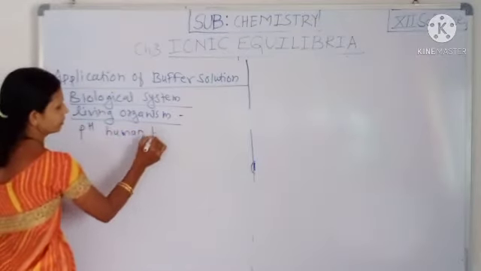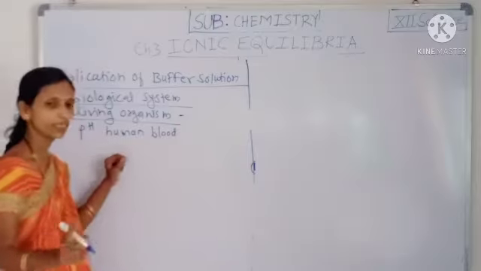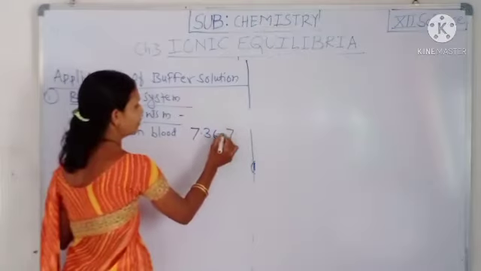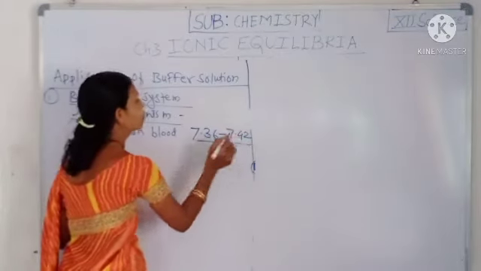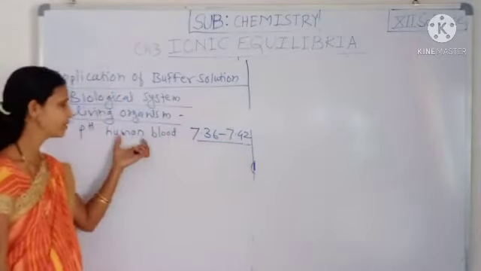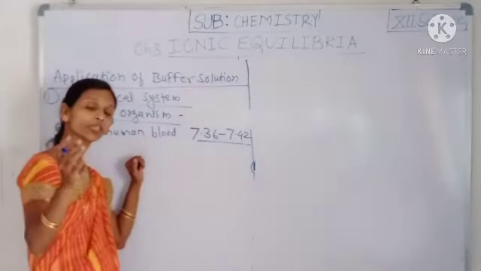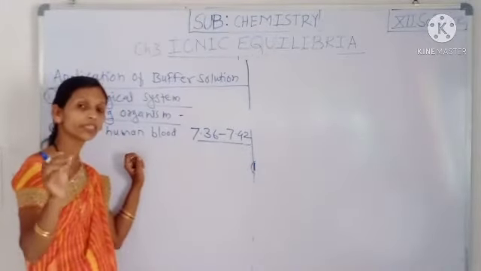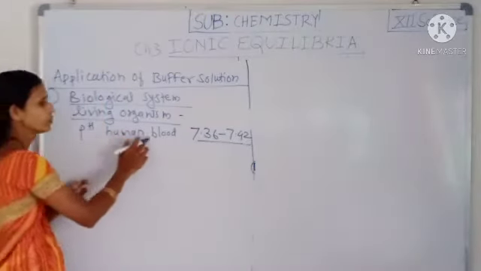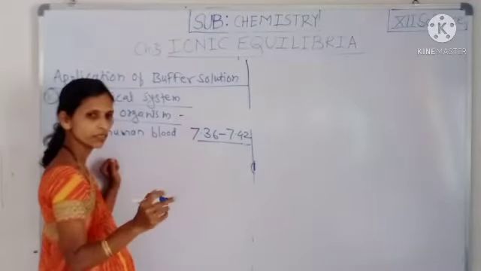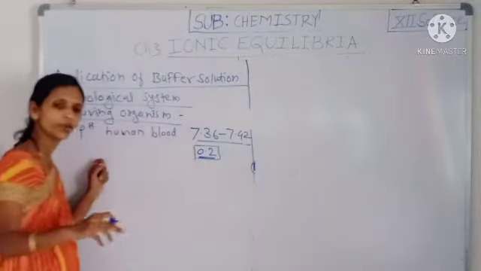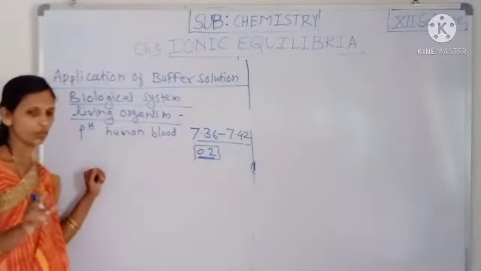human blood always lies between 7.36 to 7.42. Between these pH values of blood, most of the biological processes are carried out significantly, and if the pH of human blood changes slightly by 0.2, then it may cause death also.